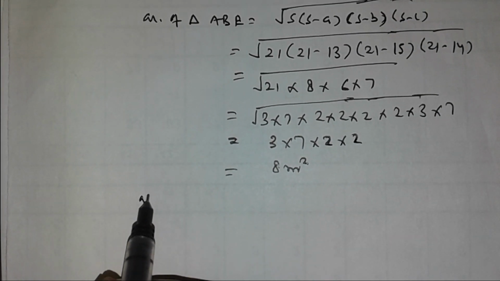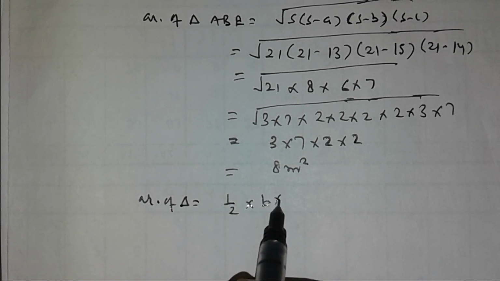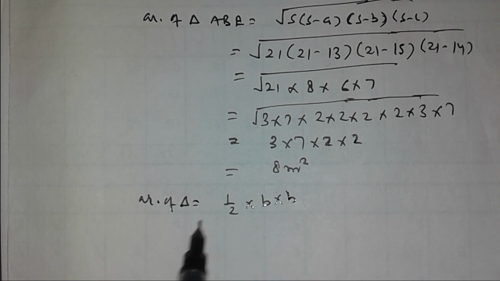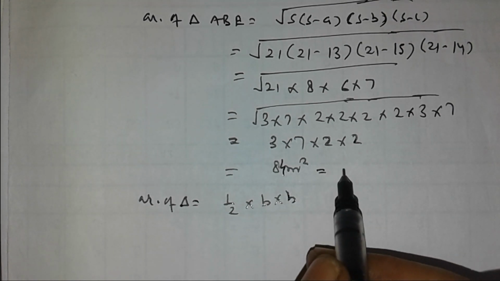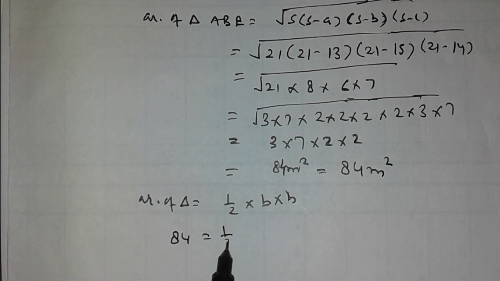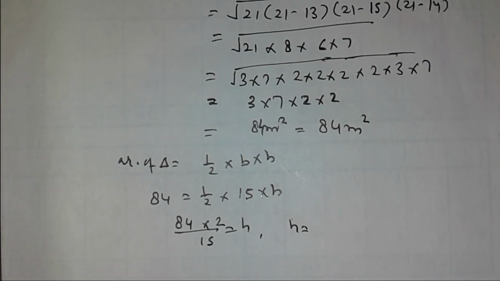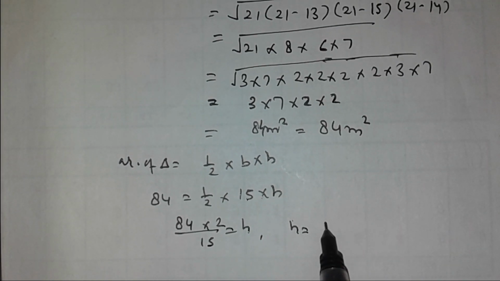Now we know the area of triangle is equal to half into base into height. The area of triangle we have already got, that is 84. The base is 15 into height. So 84 into 2 divided by 15 is equal to height. So height will be equal to 11.2 meters.